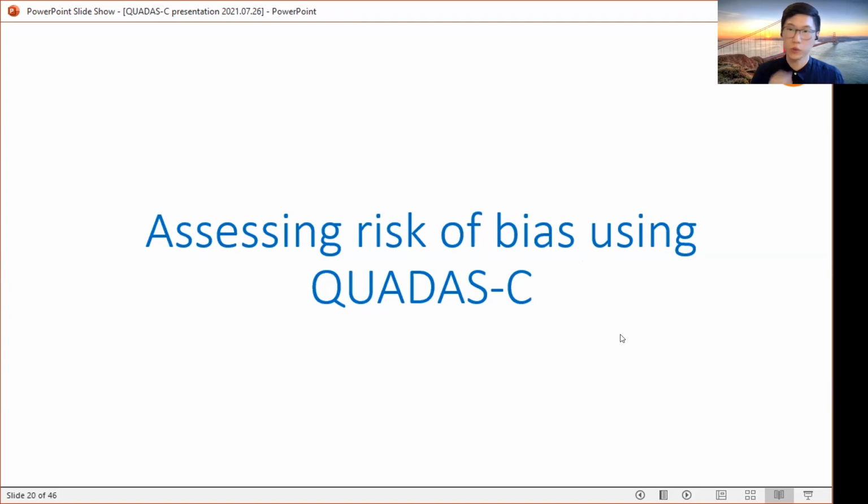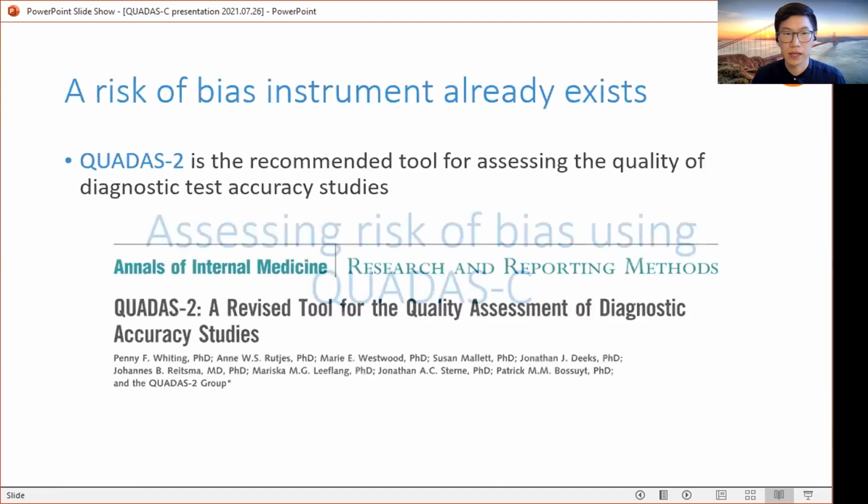In the third part, we'll be talking about QUADAS-C naturally. First, I will be talking about how the tool was developed, how it's structured, and we'll be going through a couple of items in QUADAS-C.